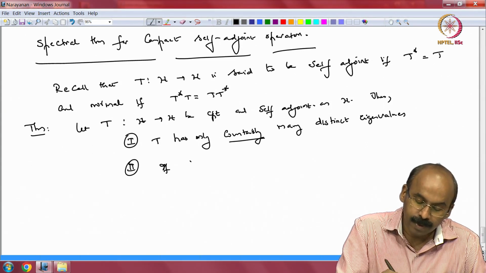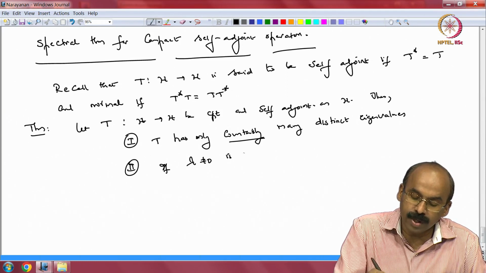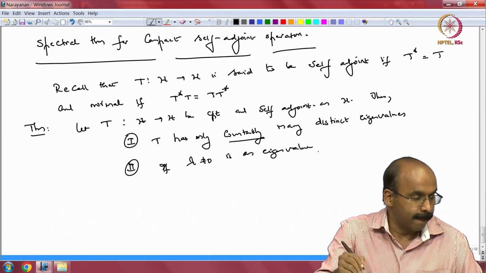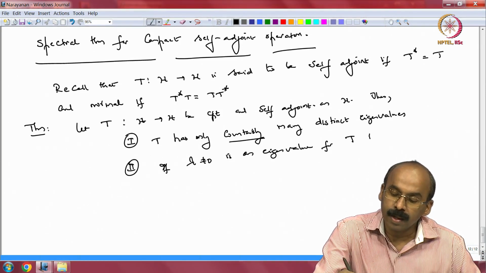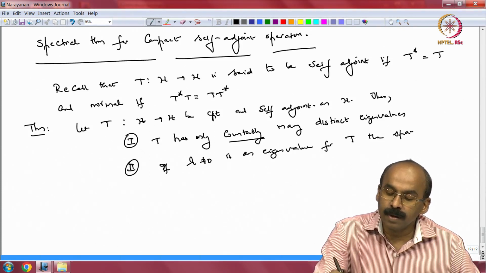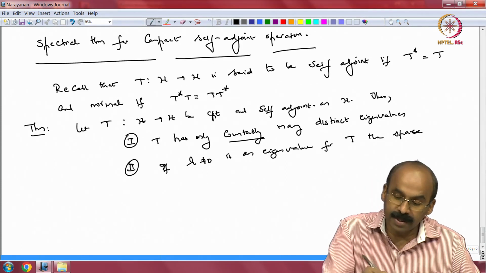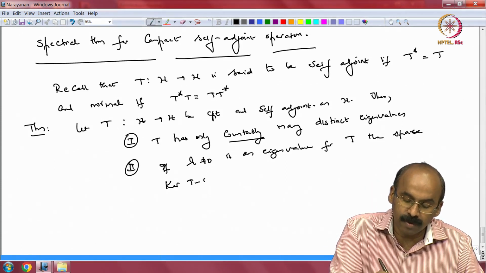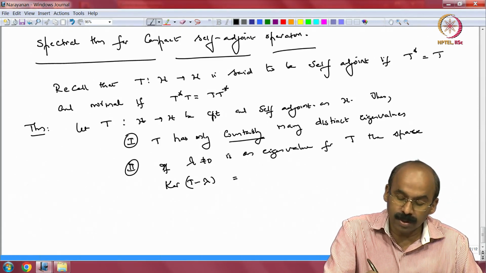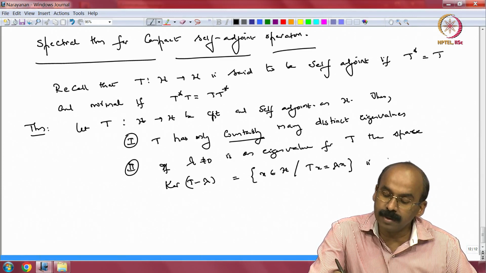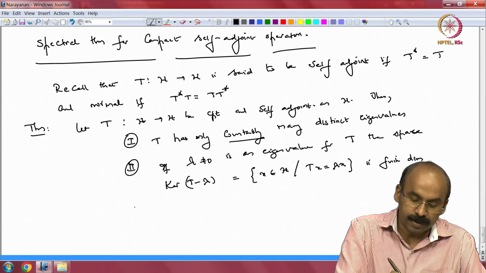2, if lambda not equal to 0 is an eigenvalue for T, the corresponding eigenspace for lambda will be finite dimensional. So, the space kernel of T minus lambda, what is this? This is the corresponding eigenspace, where T acts like lambda, and it is finite dimensional. Okay.